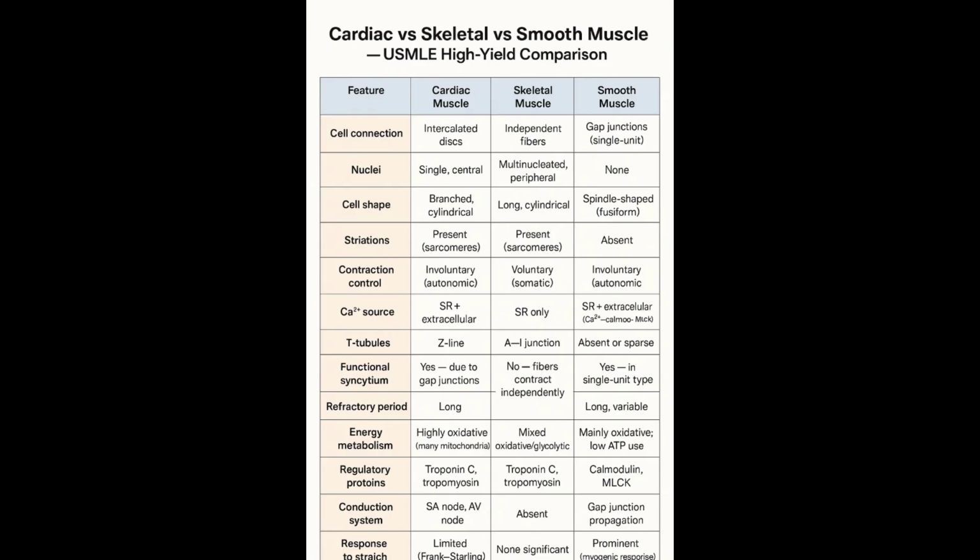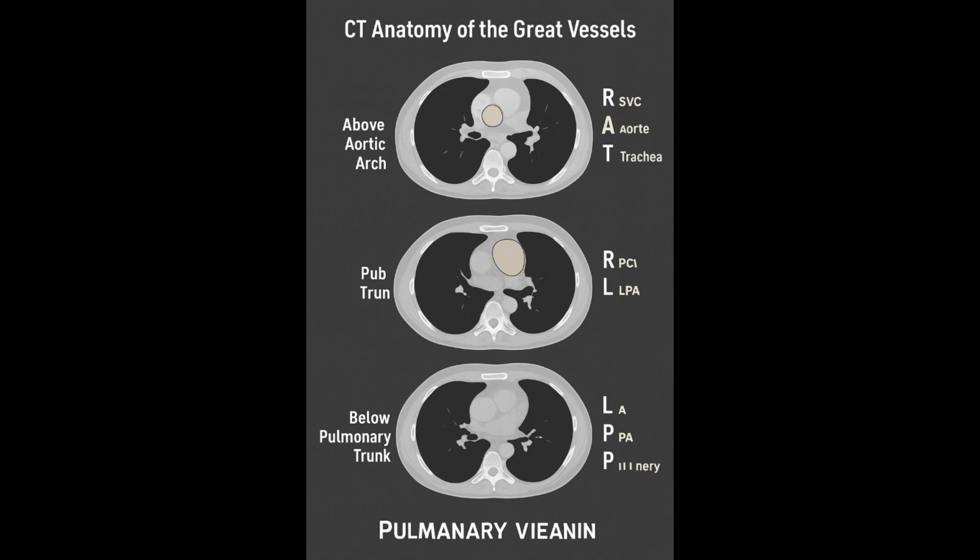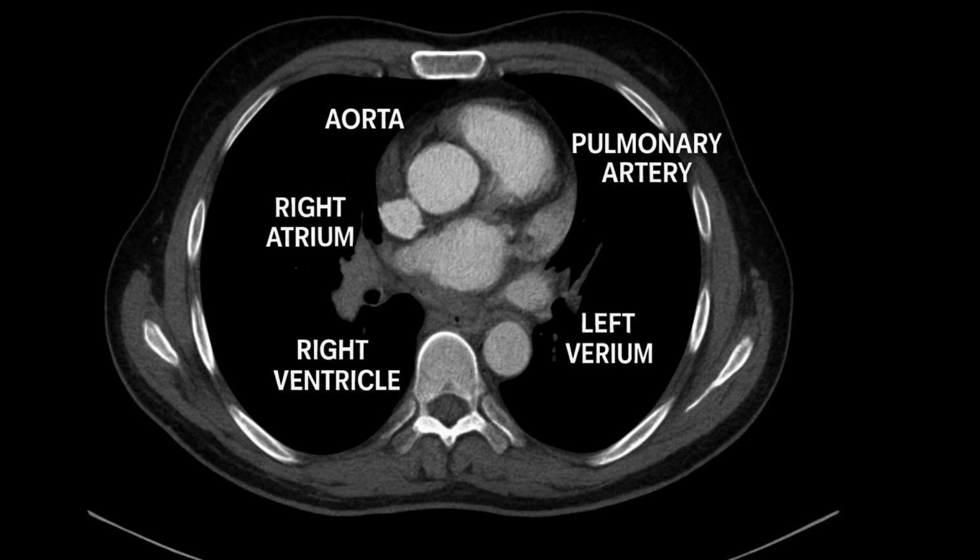Okay, let's shift gears slightly to the plumbing. The really big pipes connected to the heart, the great vessels. The aorta and the pulmonary trunk don't just sit side by side, do they? They cross over. They do, in a very specific spiral pattern. This crossing is essential for ensuring oxygenated blood goes to the body via the aorta, and deoxygenated blood goes to the lungs via the pulmonary trunk.